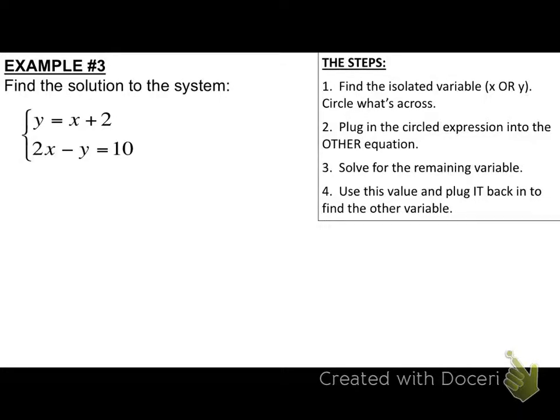What does y equal in this problem? Y equals x plus 2. What does y equal? X plus 2. So wherever I see a y, what can I put there instead? I can put in x plus 2. So I'm going to go ahead and start this off. 2x, and then I have a minus y, so that's going to be negative 1 times. Now I'll go ahead and substitute that in.